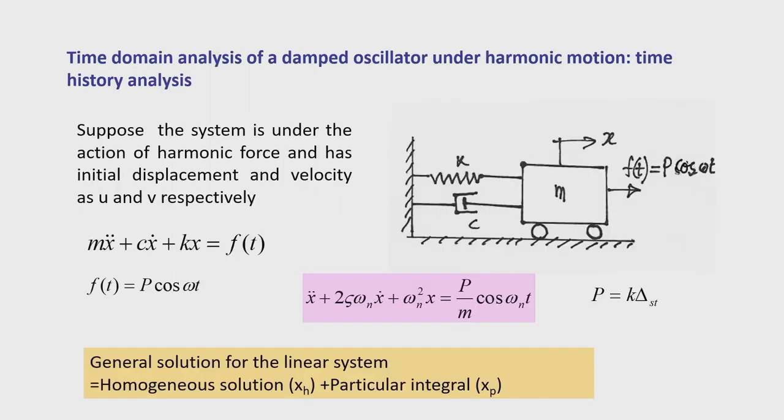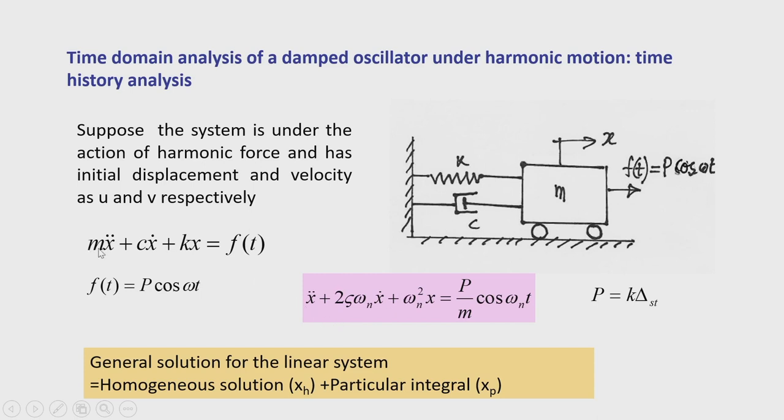Now, let us start the time domain analysis of a damped oscillator under harmonic motion. Here I will consider the non-homogeneous solution of the equation, because the forcing function is present. It is not the free vibration case. Although some initial conditions may be there in this system, we are now mostly interested in finding the forced vibration part, that is called the particular integral.